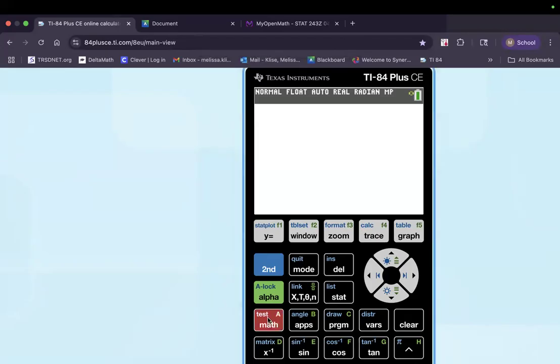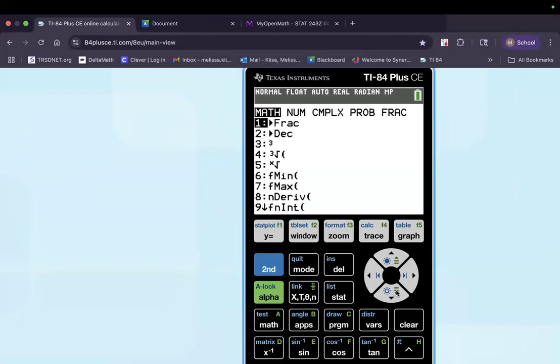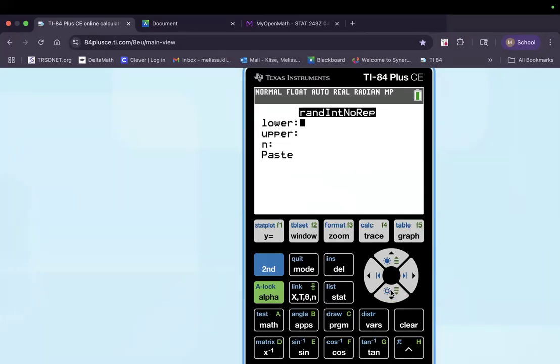So if you click on this math button right here, now depending on what calculator you have, you might not have this exact number. Arrow over to the right till you get to prob. I want rand int no repeat. This means I want random integers and I don't want any numbers repeated. So I'm going from 1 to 7 and I want 3 random numbers.